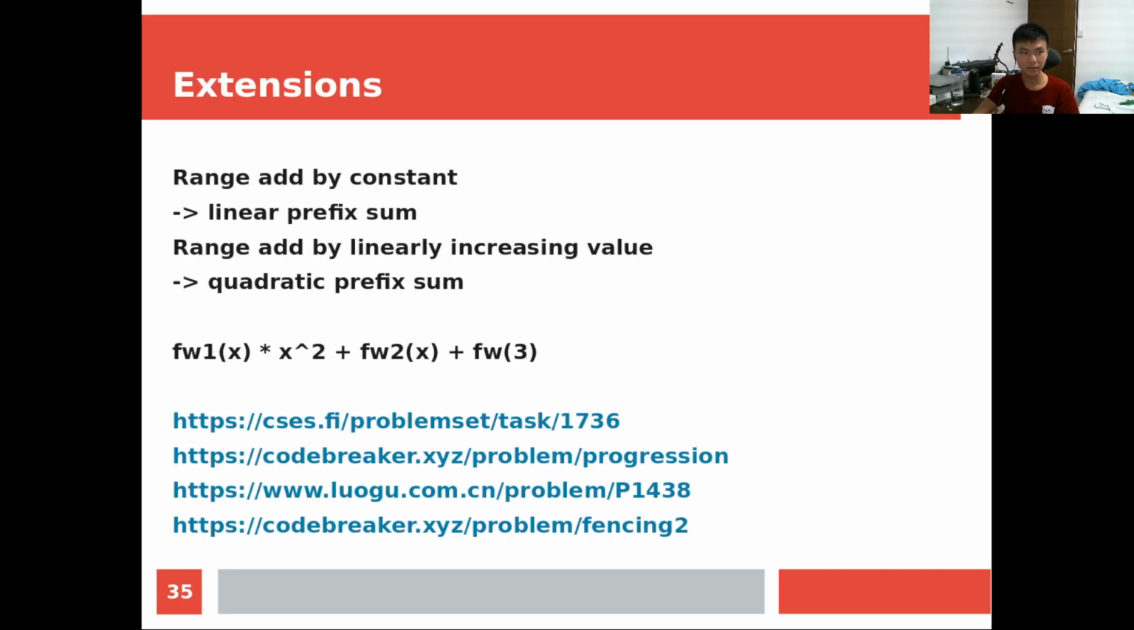And extensions of this. We realize that if we do a range add by a constant value, it leads to a linear prefix sum, which means that if we do a range add by a linearly increasing value, by arithmetic progression, we'll obtain a quadratic change to the prefix sum. So this quadratic change to a prefix sum would mean that we need 3 Fenwicks to keep track of changes, and it looks something like that. I forgot the linear term times x over here.